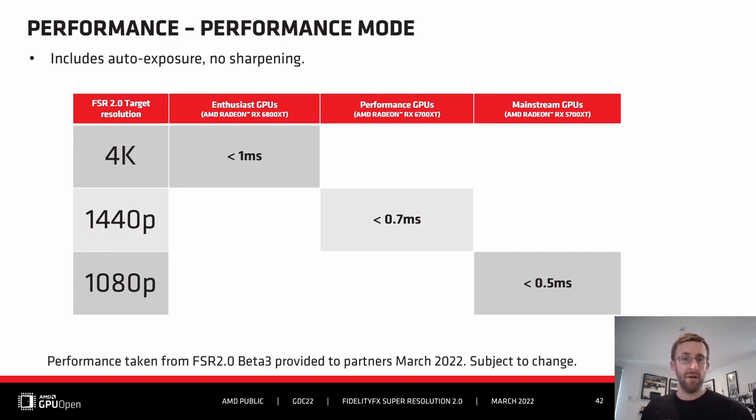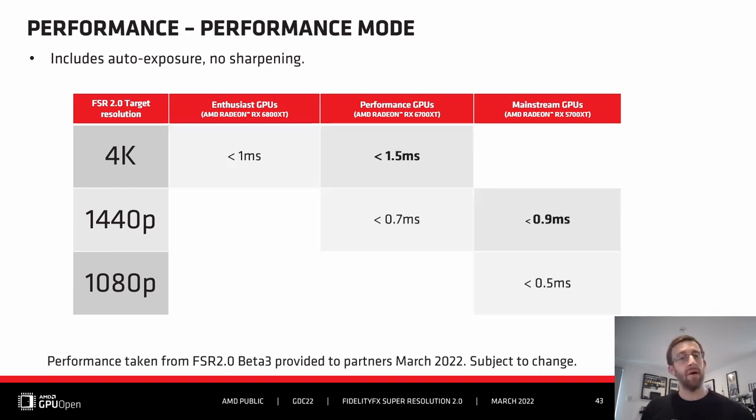With FSR 2.0, the quality mode has a small impact on the length of the pass, but will give a larger benefit over the entire frame. With the performance preset, which is a 2 times upscale factor, we see that the AMD Radeon RX 6800 XT upscales from 1080p to 4K in less than 1 millisecond. An AMD Radeon RX 6700 XT manages a 720p to 1440p upscale in less than 700 microseconds. With our performance and mainstream tier GPUs, like the AMD Radeon RX 6700 XT and previous generation AMD Radeon RX 5700 XT, gaming at the next resolution up is possible using FSR 2.0.